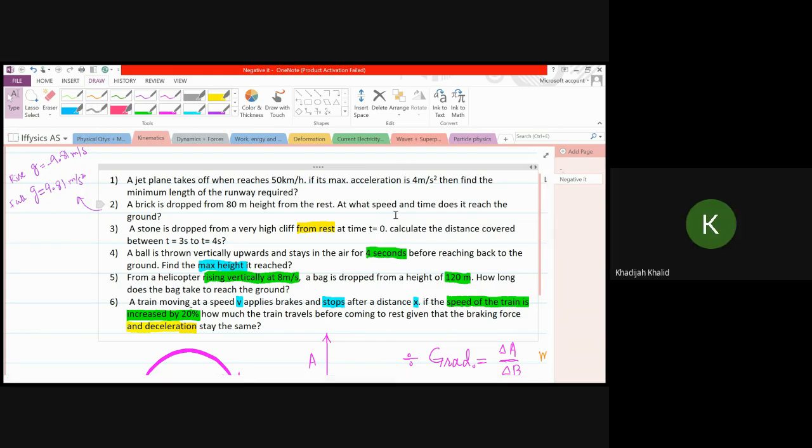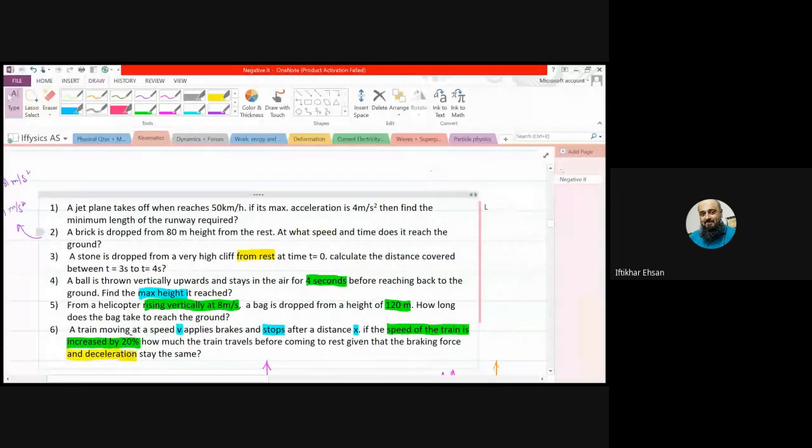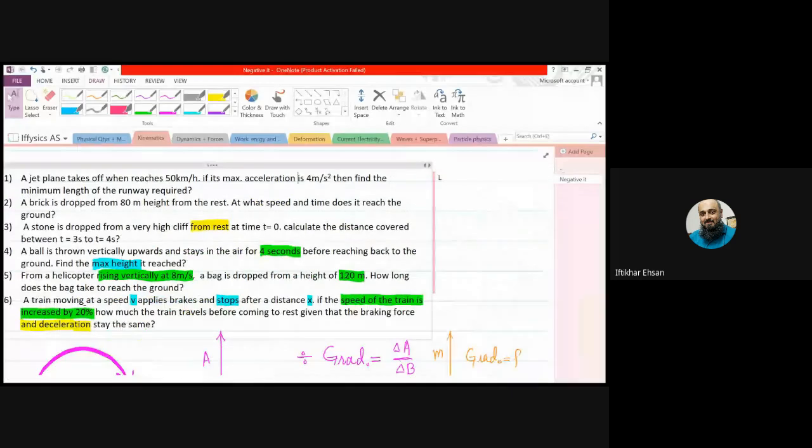Sir, 39.6. Very good. And time, sir. Same, 39.6, and time will be 4 seconds. So we can do it in many ways, let me tell you. It's not necessarily that we use the first, second or third equation. You can do it in any order. So how would you suggest we solve this question?